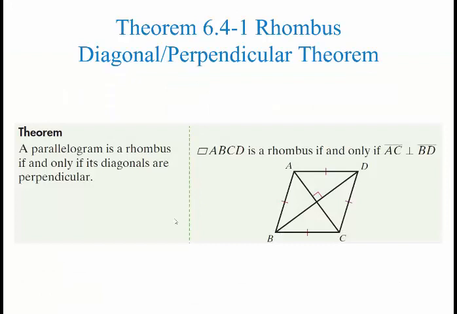All right, it's got a bunch of theorems now. Theorem 6.4-1, the rhombus diagonal perpendicular theorem: a parallelogram is a rhombus if and only if its diagonals are perpendicular. So the parallelogram ABCD is a rhombus if and only if AC is perpendicular to BD. That means when they're perpendicular, they form 90-degree angles where they cross.